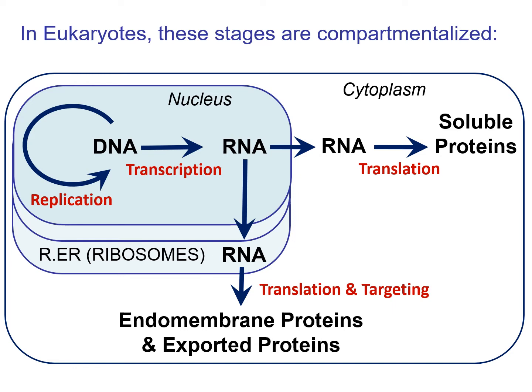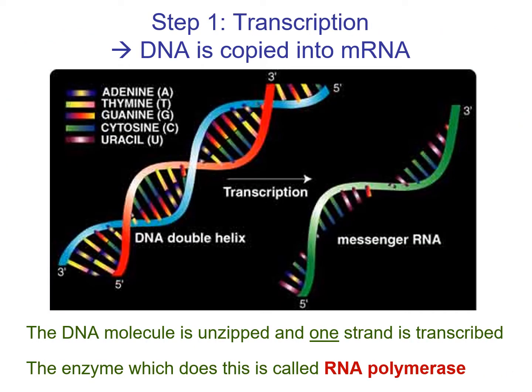That second step, where RNA is using the information it contains to make proteins, is called translation. So I like to think of this as we're going from one language to another language. So we've got that language of nucleotides, and now we're reading that message and we're creating a protein which doesn't use an alphabet of nucleotides, it uses an alphabet of amino acids. Let's take a closer look at those two steps.